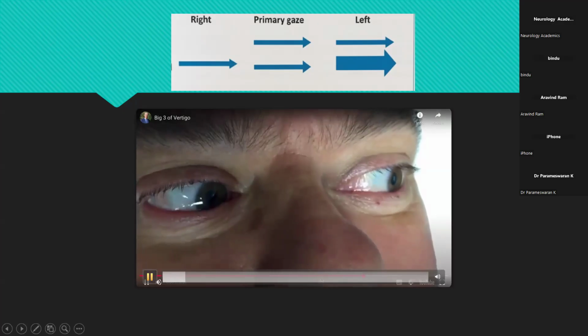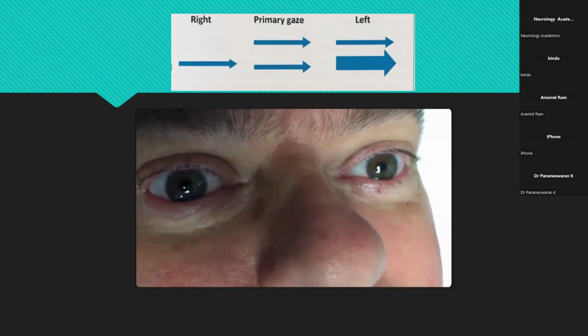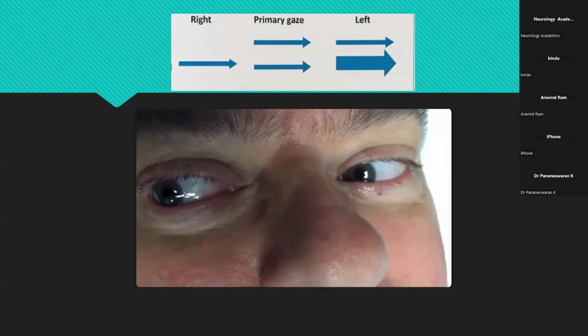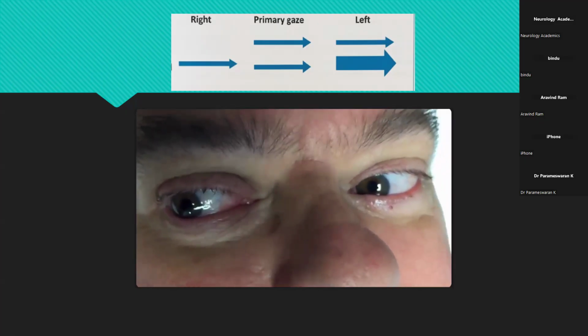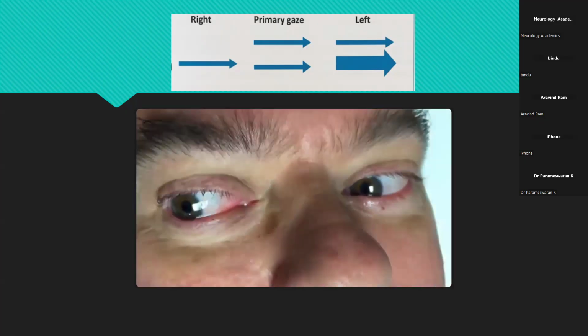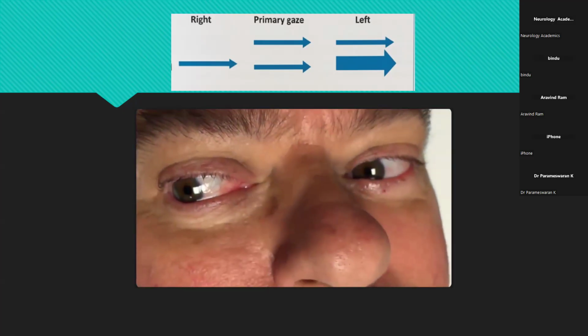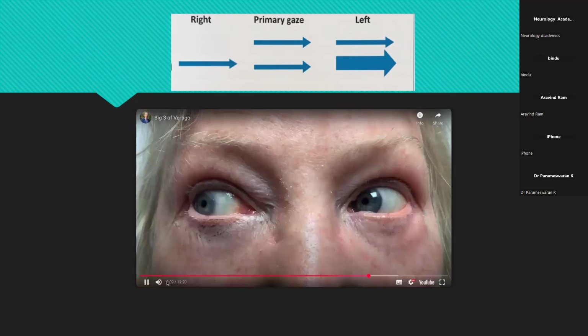In the left side, the amplitude appears to be higher, and in center, a little bit lower. And towards the right, it's the least. So that is Alexander's law. The intensity of the amplitude of the nystagmus is greater in the side of the quick phase. So it is mostly unidirectional. Peripheral vestibular nystagmus is unidirectional.